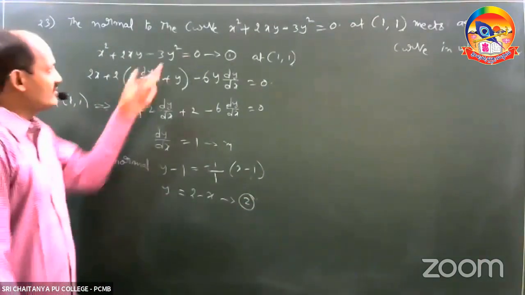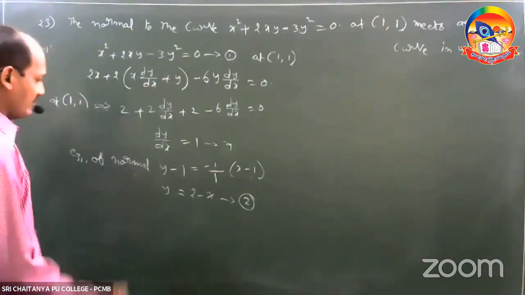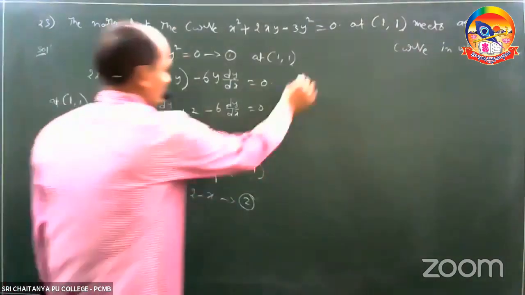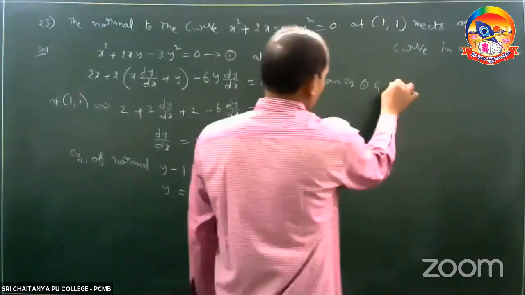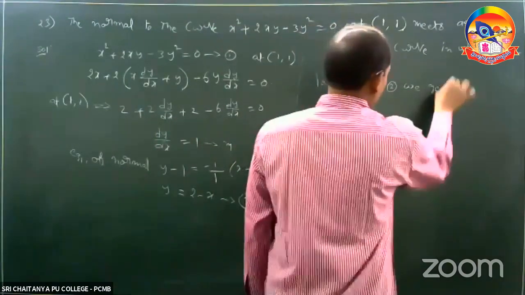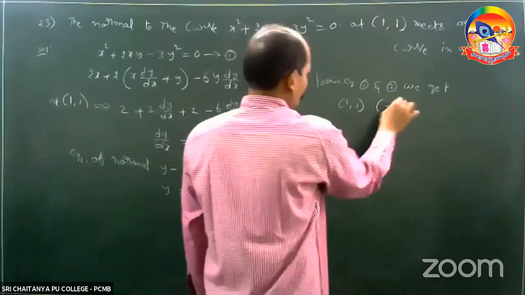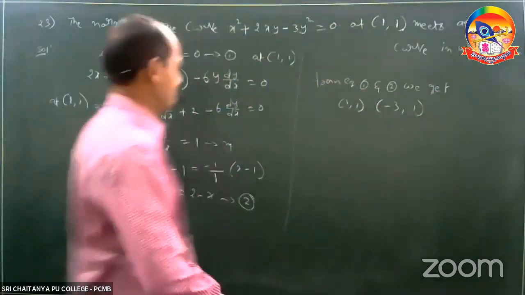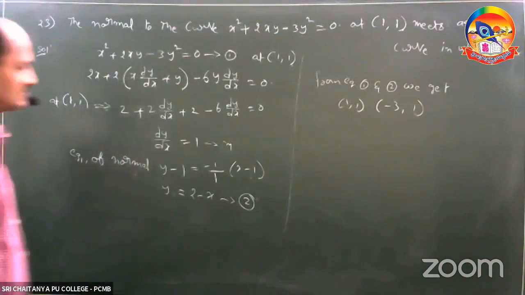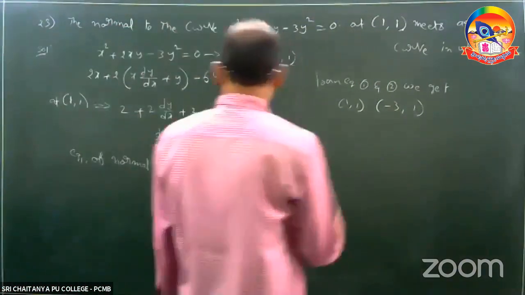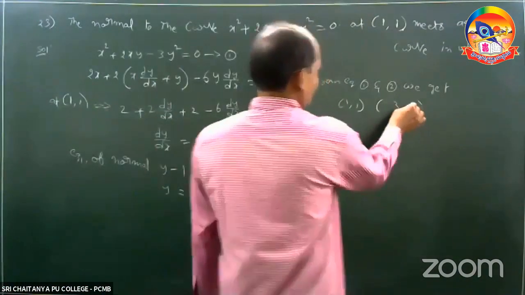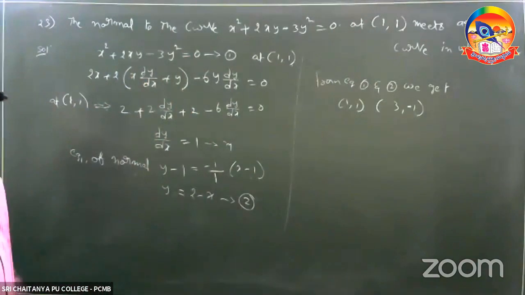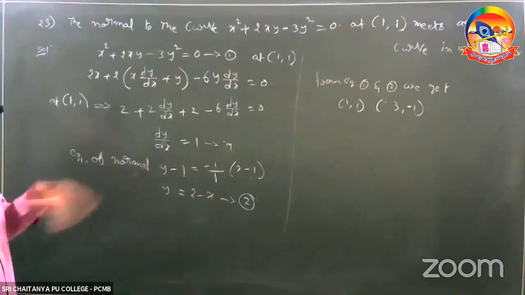Now solve equations 1 and 2. From equations 1 and 2, solving these two equations, we get 1 comma 1 and 3 comma minus 1.